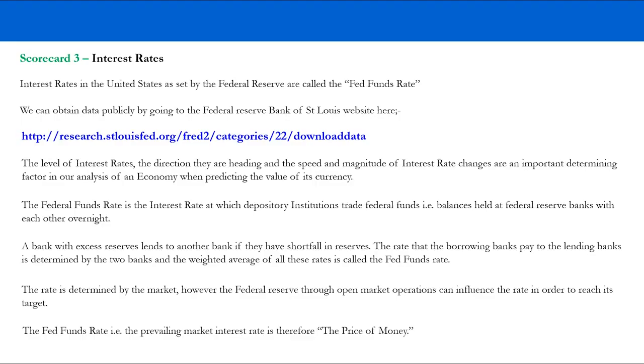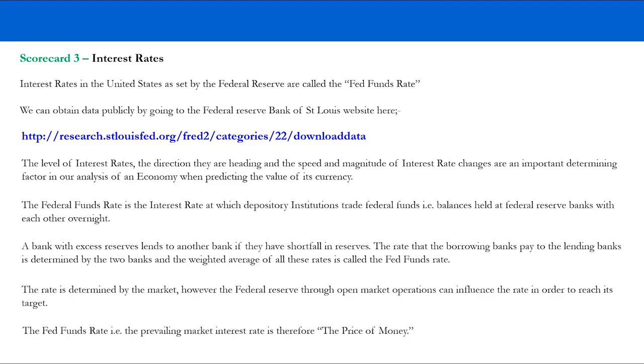And if, for example, the Federal Reserve comes out and says they want to target an interest rate or set the interest rate at a certain level, basically what they're saying is they are going to intervene in the interbank market and manipulate the rate to that level. So the interest rate in the US as set by the Federal Reserve is called the Fed funds rate.